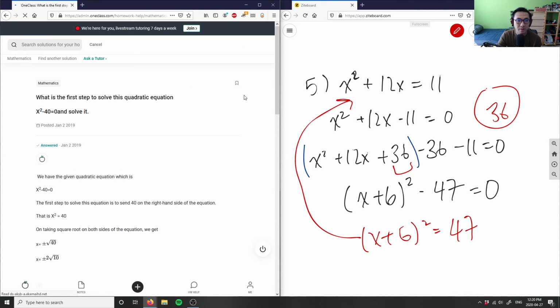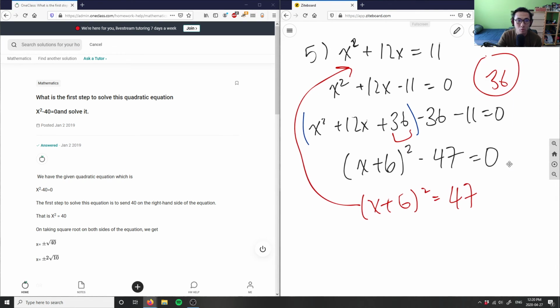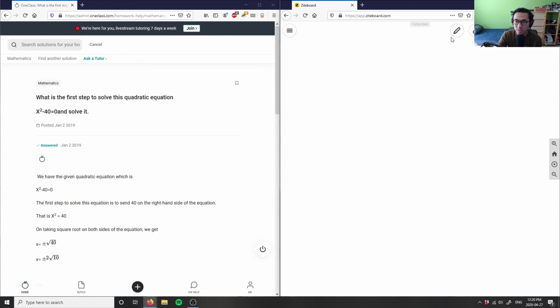So that's 5. We have more quadratic solutions here. This is question 6. It's asking x squared minus 40 equals 0. Wait, I think this is the exact same one. Give me a second here. This might be the exact same question. Did I double up by accident here?